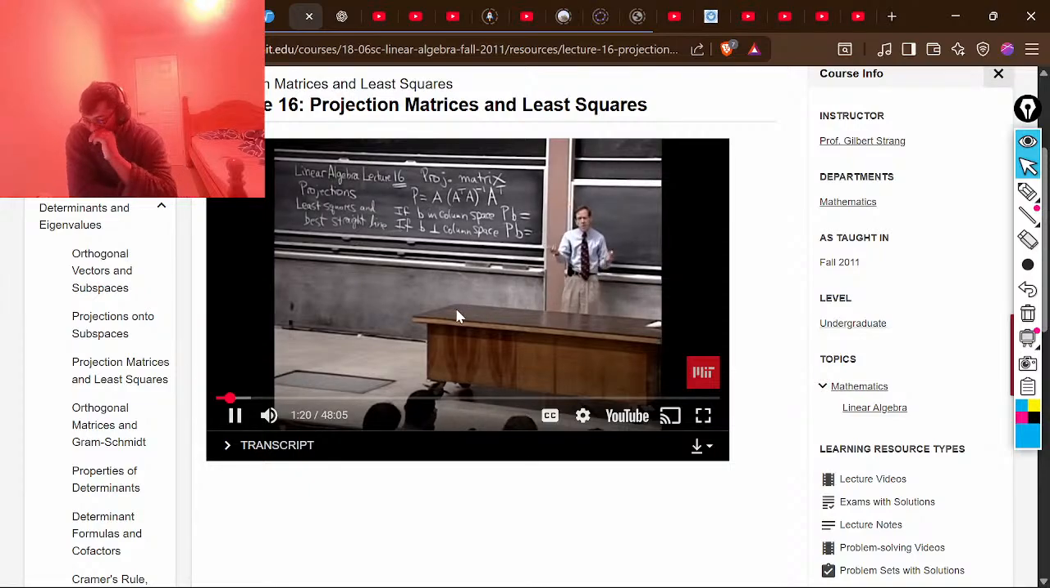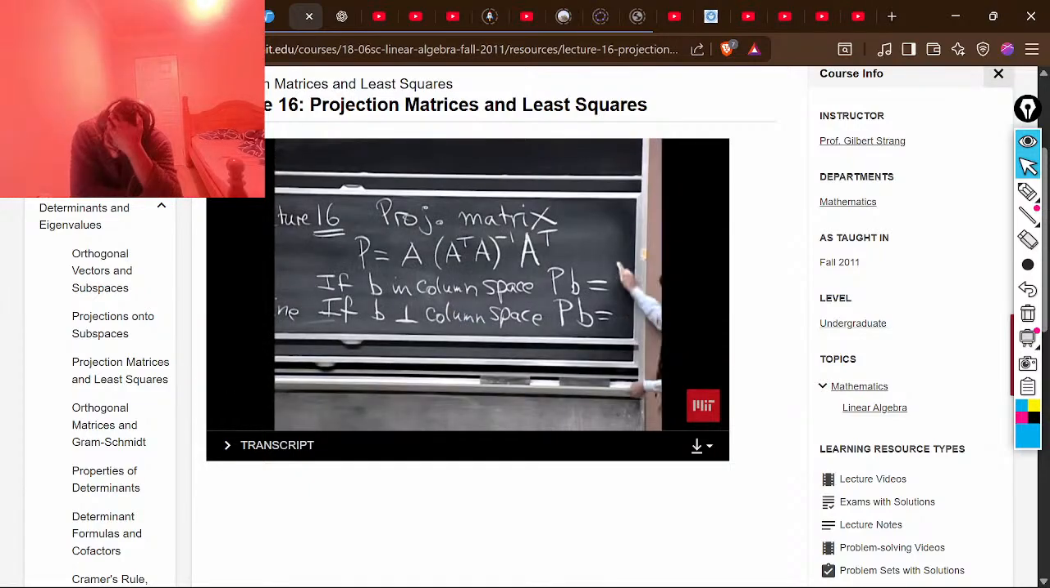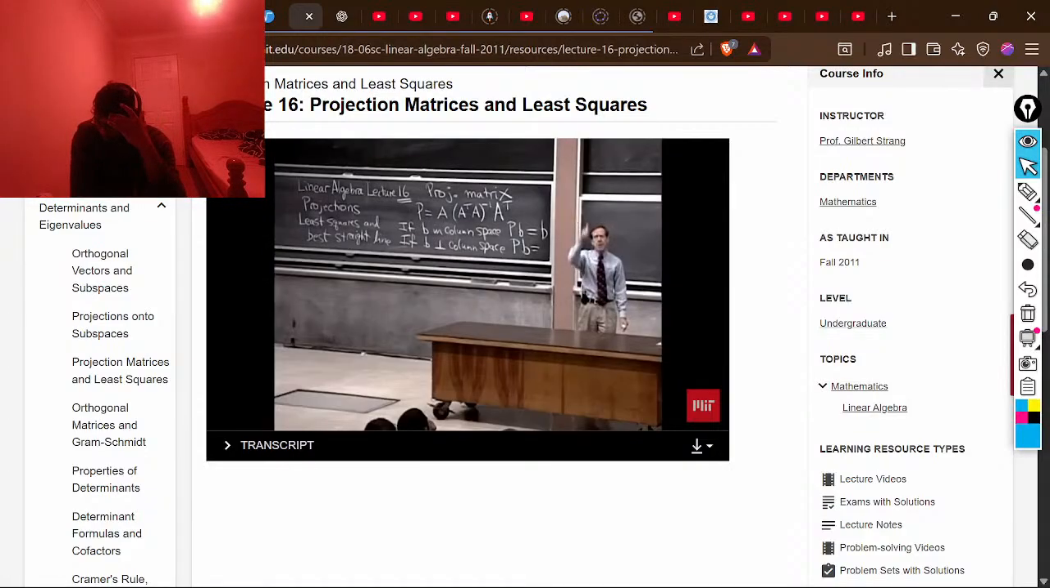Let's get into this. So of course, when I project it, I get B again, right? And I want to show you how that comes out of this formula. Let me do the other extreme. Suppose that vector is perpendicular to the column space. So imagine this column space as a plane, and imagine B is sticking straight up perpendicular to it. What's the nearest point in the column space to B in that case?